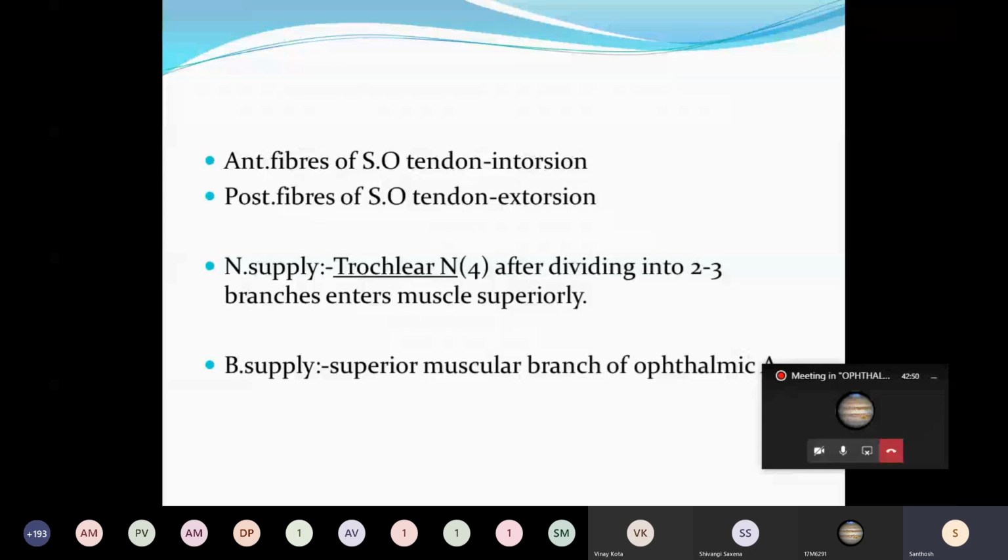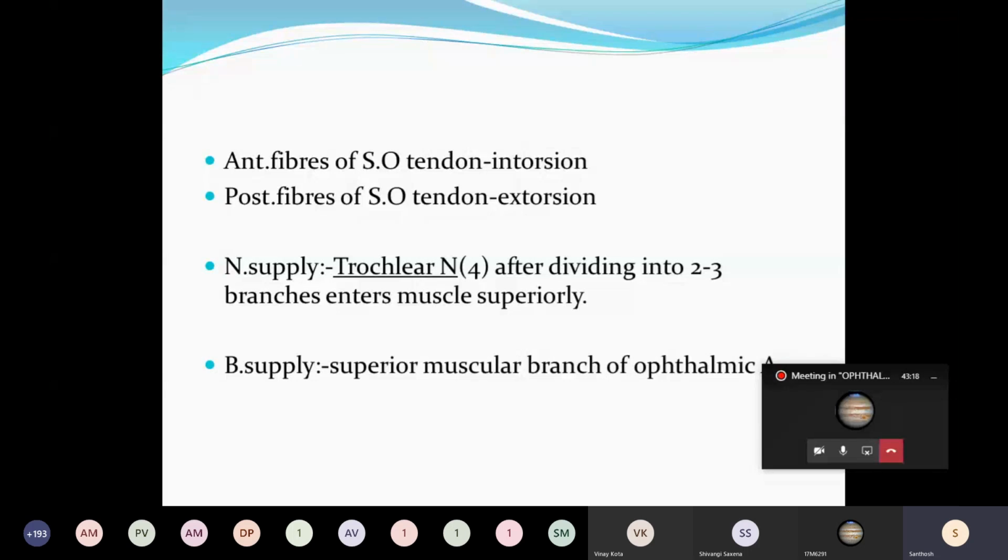Anterior fibers of the superior oblique tendon cause intorsion. Intorsion is nothing but a movement wherein the 12 o'clock meridian of the cornea moves inwards. That is known as intorsion, while extorsion is when the 12 o'clock meridian of the cornea moves outwards. Posterior fibers of superior oblique to some extent cause extorsion.